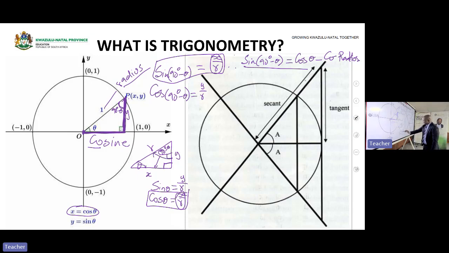But we also deduced that sine theta is y over r, and cos of 90 minus theta is y over r. What deduction can we make now? We can conclude that cos of 90 degrees minus theta is also sine of theta.